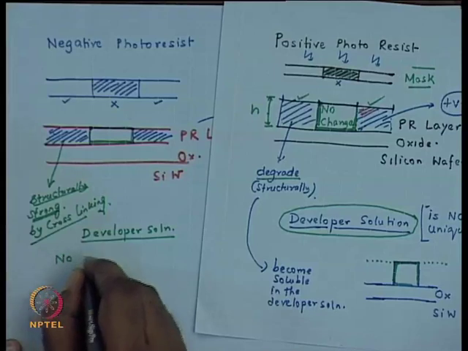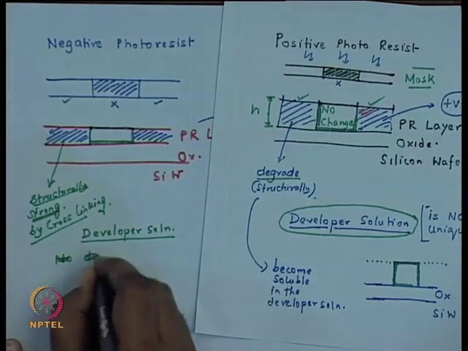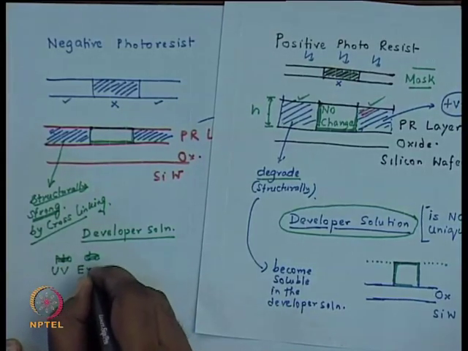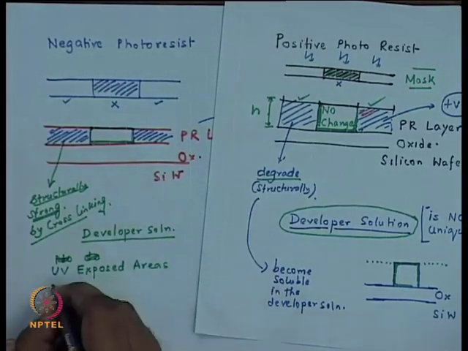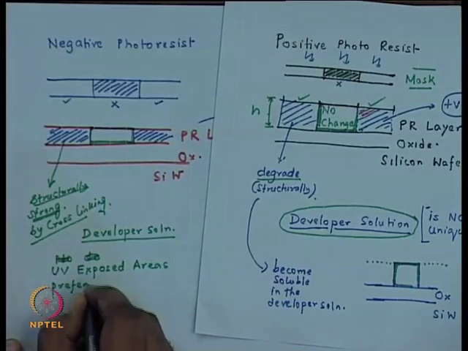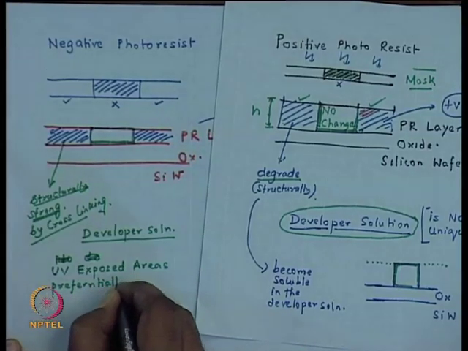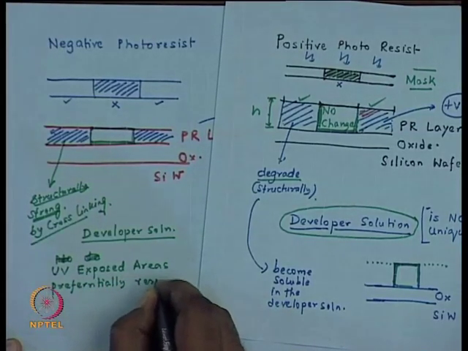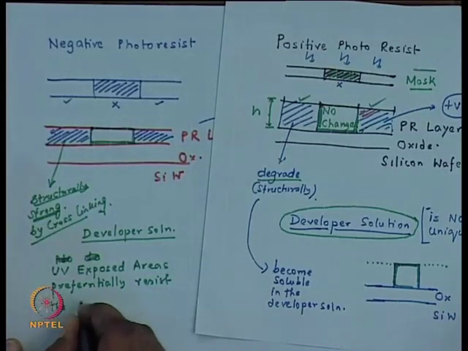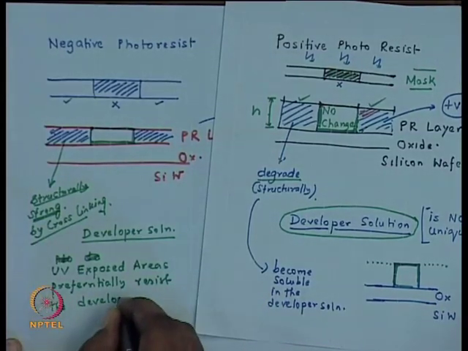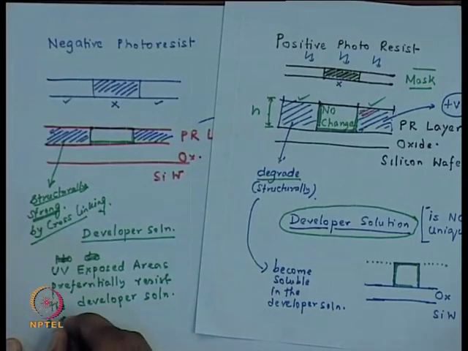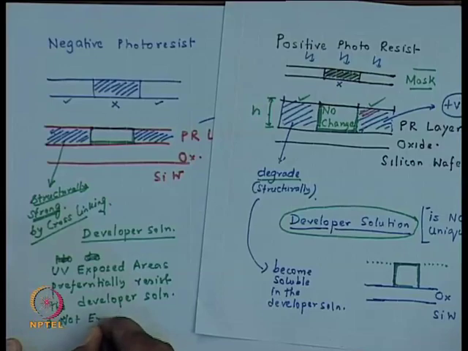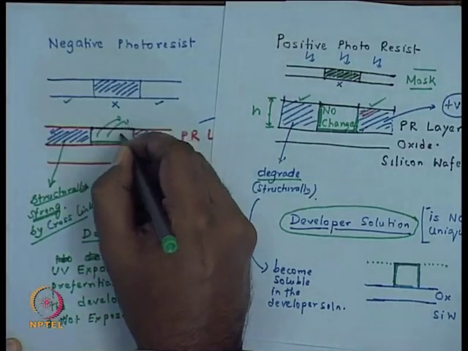So, no damage, or in other words, the UV exposed areas preferentially resist the developer solution, and the area that is not exposed to UV light dissolves. So, this actually dissolves away.